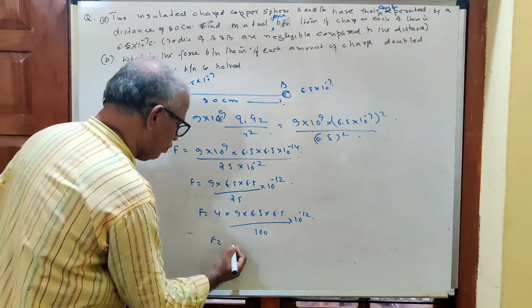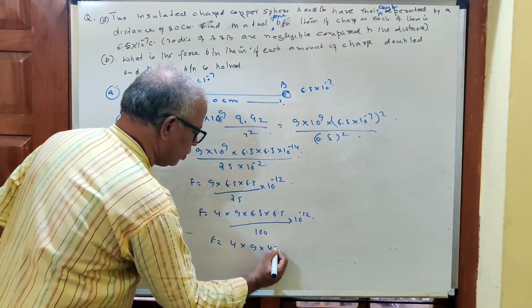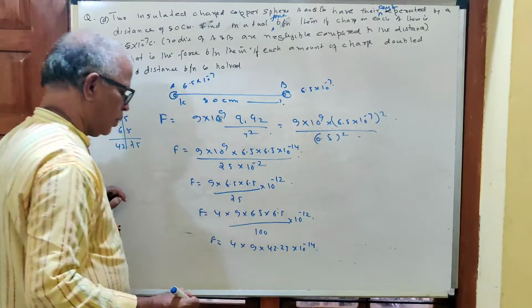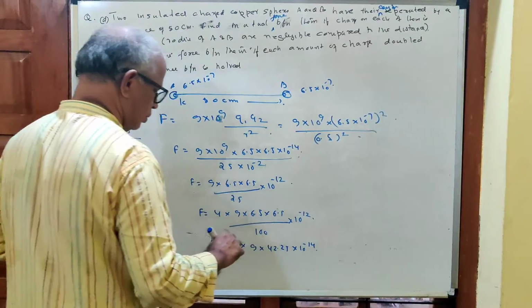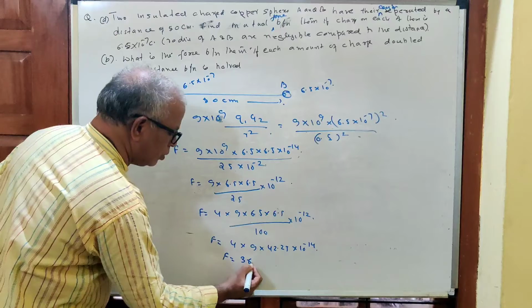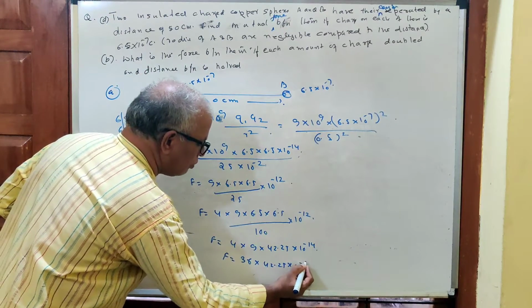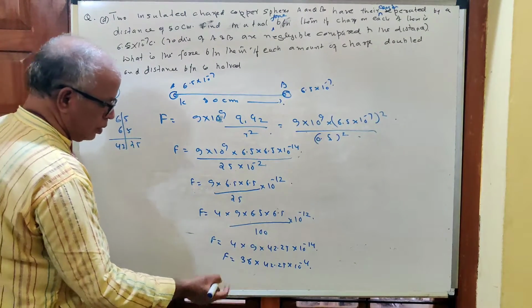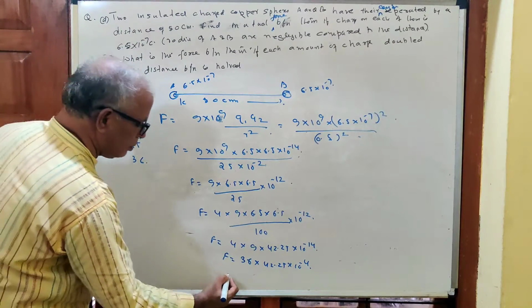4 into 9 into 42.25 into 10 to the power minus 14. Simplify, I'll get the answer. F is 36 into 42.25 into 10 to the power minus 14. The value being 36 into 42.25, something around 1 point.